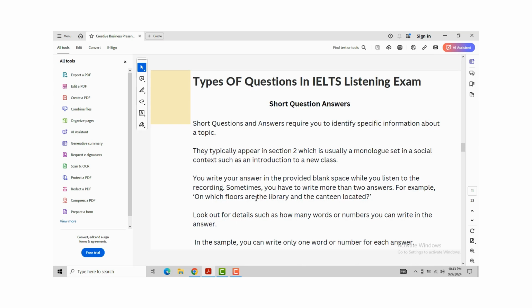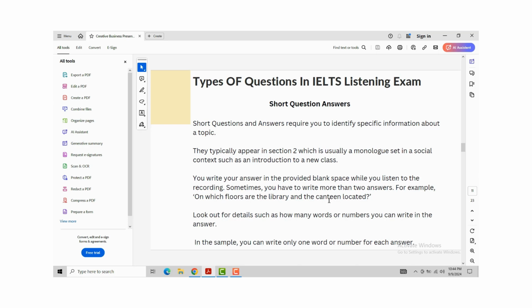Sometimes you have to write more than one answer. For example: on which floors are the library and the canteen located? Here you have to write two answers for this question. The canteen may be located on one floor, and the library may be located on another floor, so this question will have two answers.